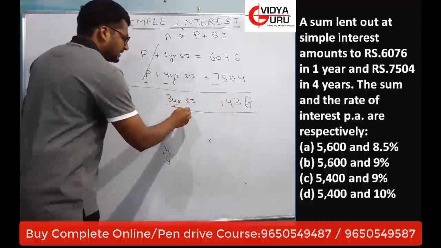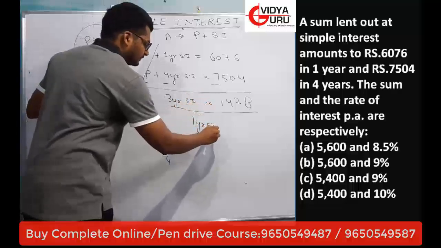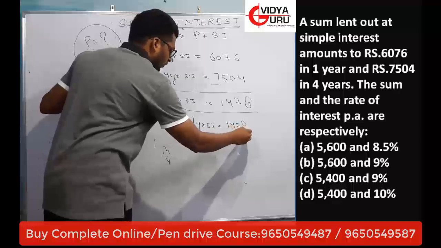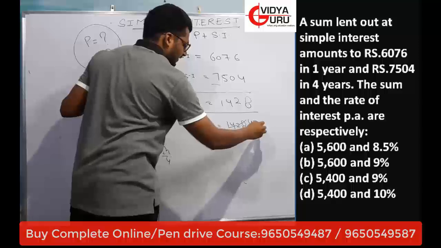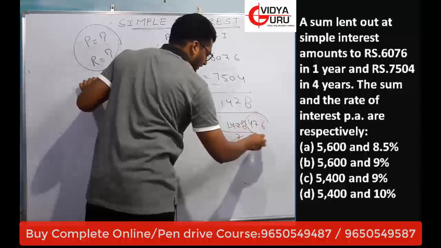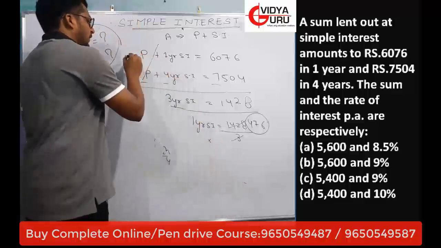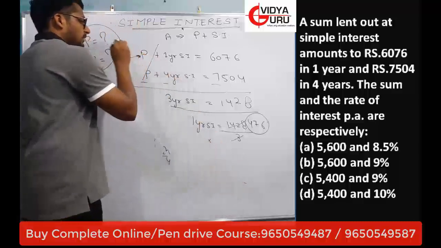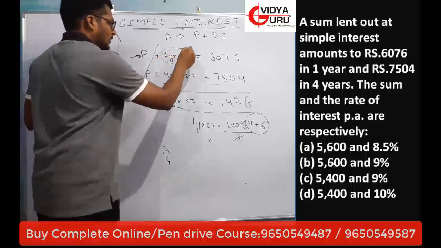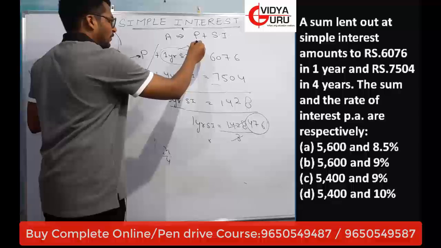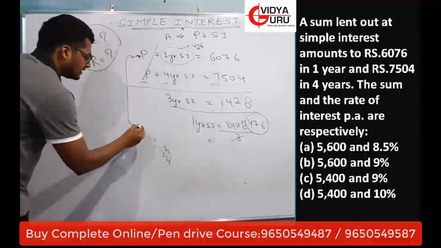If I say 3 year SI is 1428, what will be SI for 1 year? 1428 by 3. 3 4s are 12, 3 7s are 21 and 3 6s are 18. And SI for 1 year is 476 rupees. If I put this value in this equation, that means 1 year SI is nothing but 476. And what will be the principal?